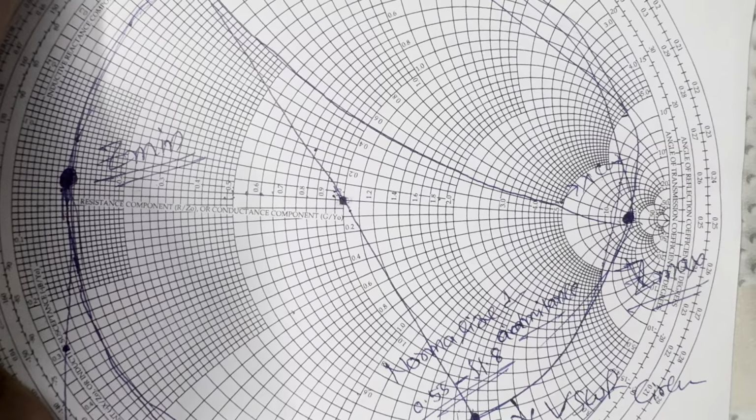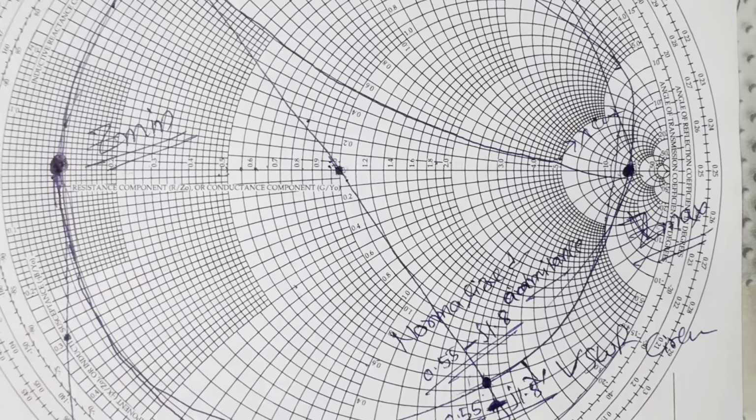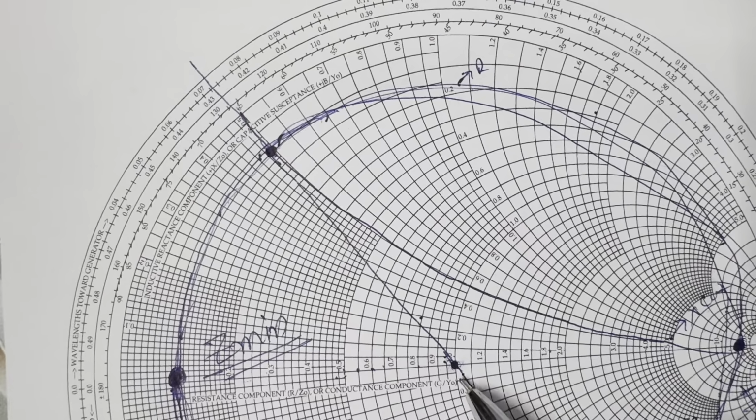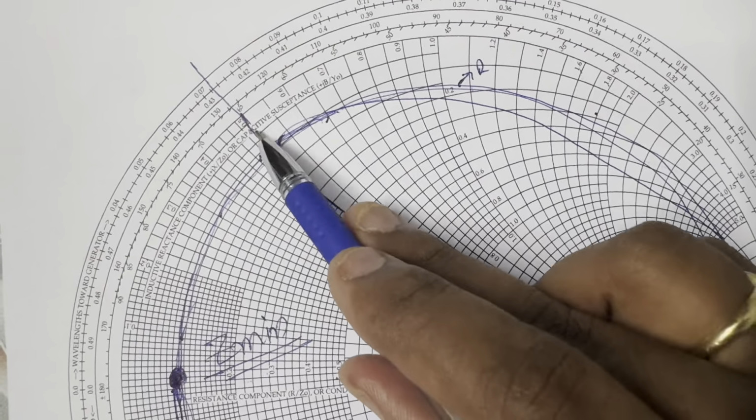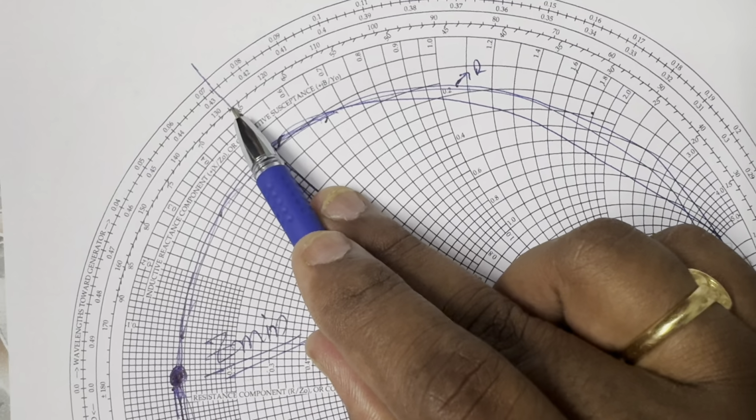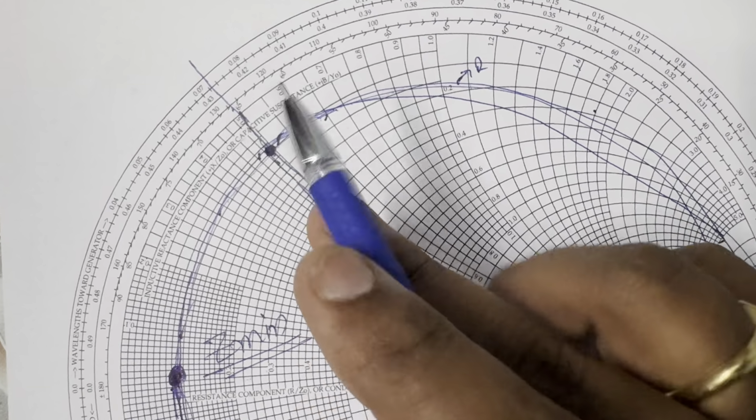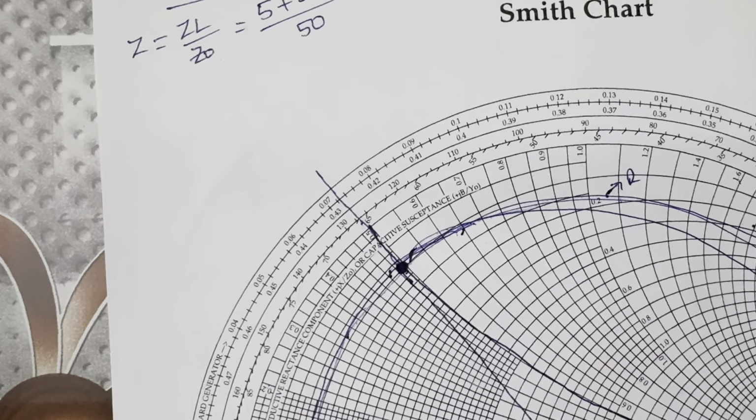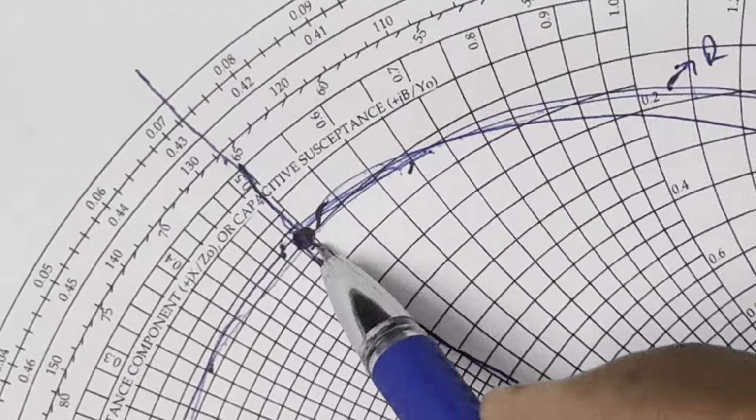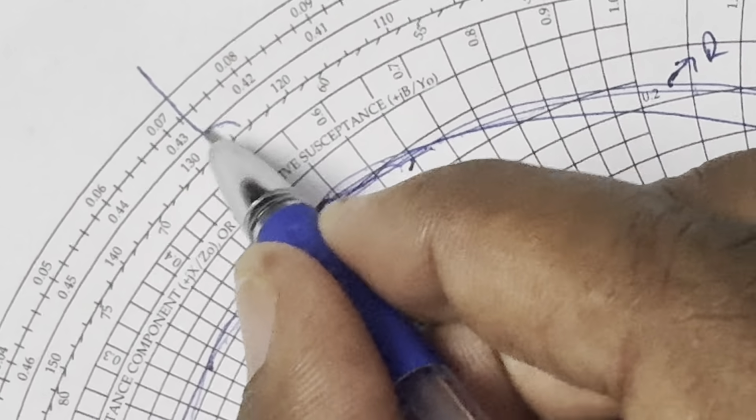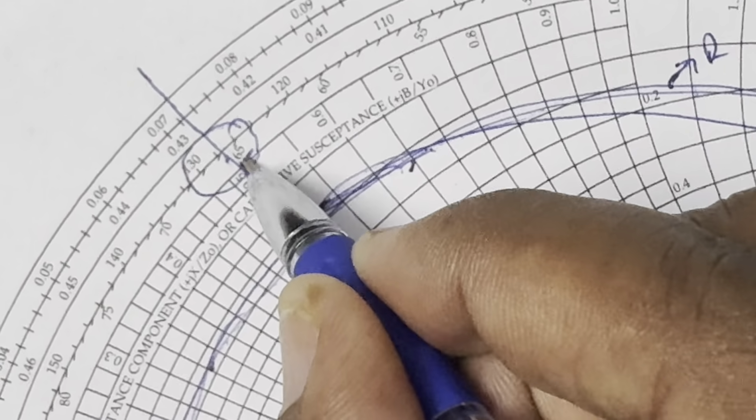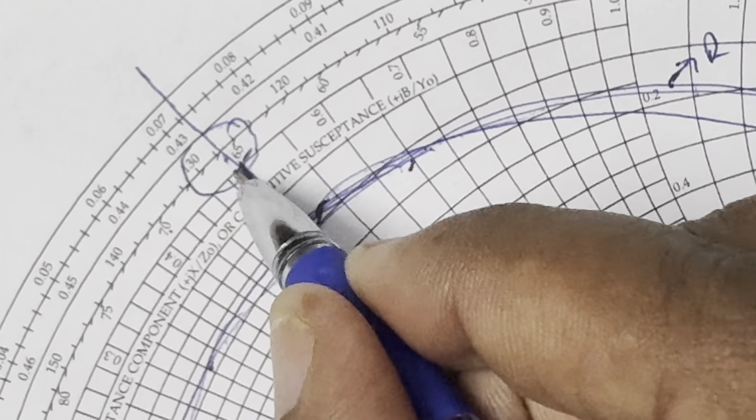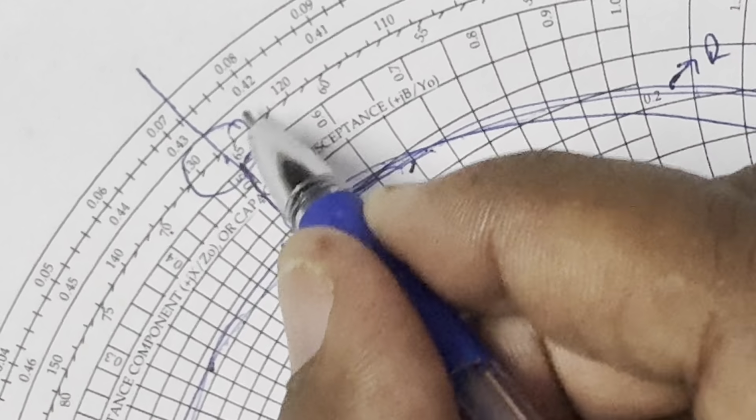Normalized admittance. That is the next point. And the last point is here, angle of reflection coefficient. Just look at here. This one strikes this line at this point. Look at here carefully. Here the angle is 65, in between 65 to 70. Near to 65, so it is 61.